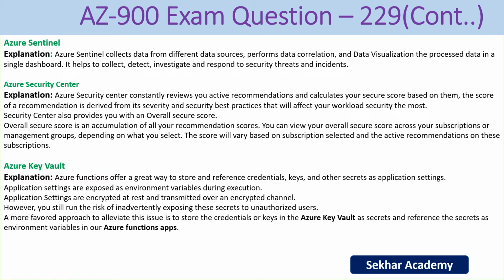The next one is Azure Key Vault. Azure Functions offer a great way to store and reference credentials, keys, and other secrets as application settings. Application settings are exposed as environment variables during execution, and are also encrypted at rest and transmitted over an encrypted channel. However, you still run the risk of inadvertently exposing these secrets to unauthorized users.